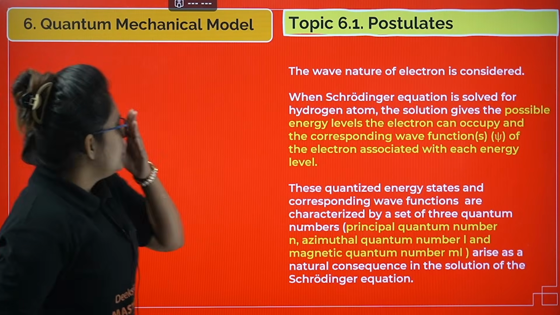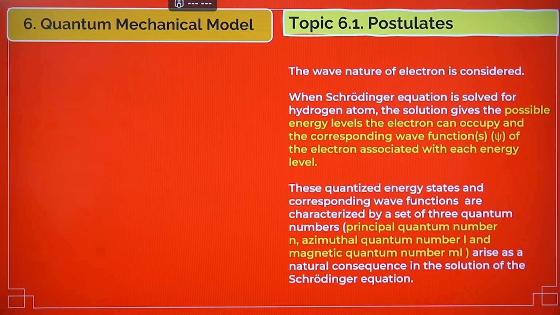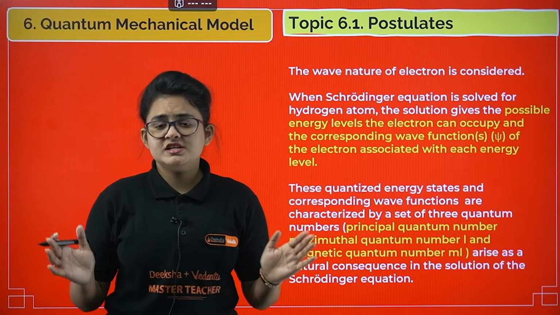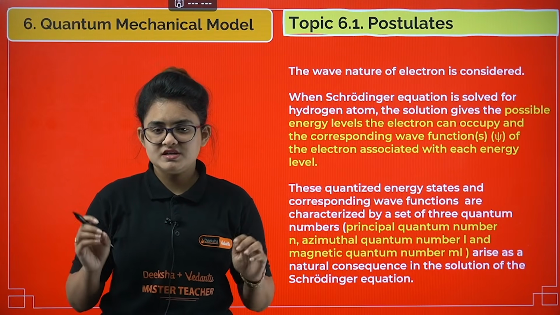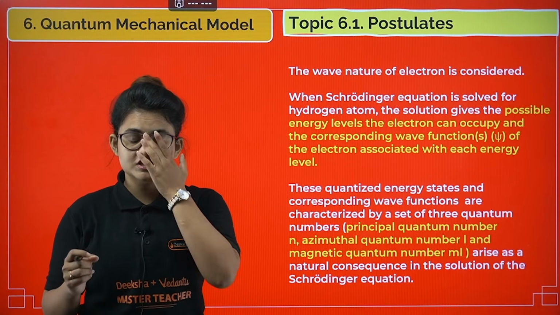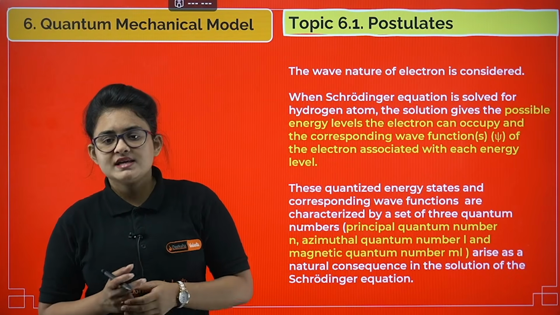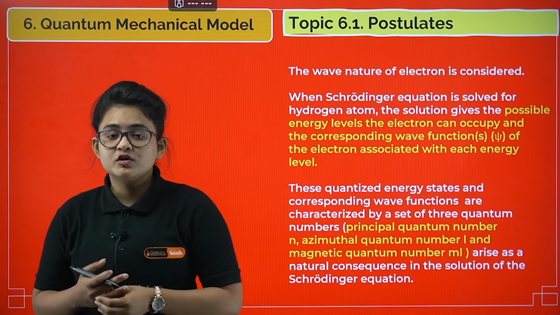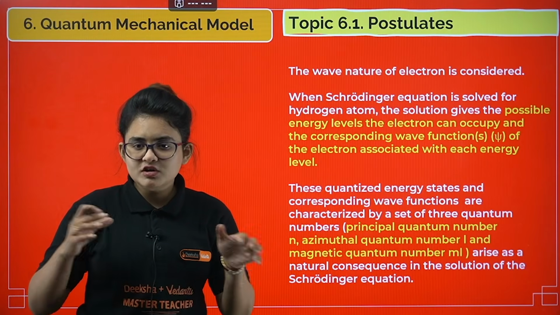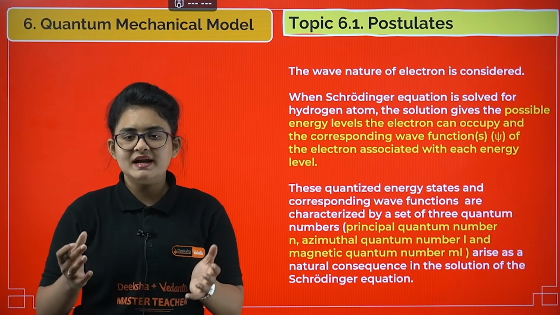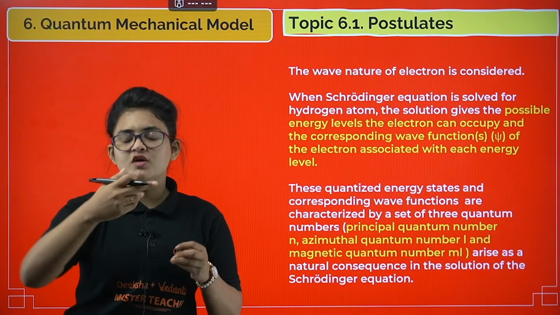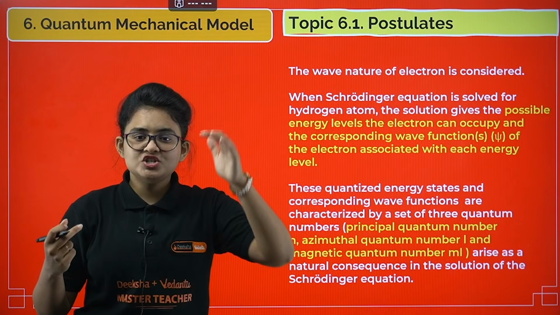Next, the quantum mechanical model. We will go through the statements one by one. First, the wave nature is considered here. The wave nature of the electron is majorly considered. So here comes a new scientist, Schrödinger, with the Schrödinger wave equation. He gave the equation that is solved for the hydrogen atom: H psi equals E psi. The solution gives the possible energy levels the electron can occupy and the corresponding wave function of the electron with each energy level.